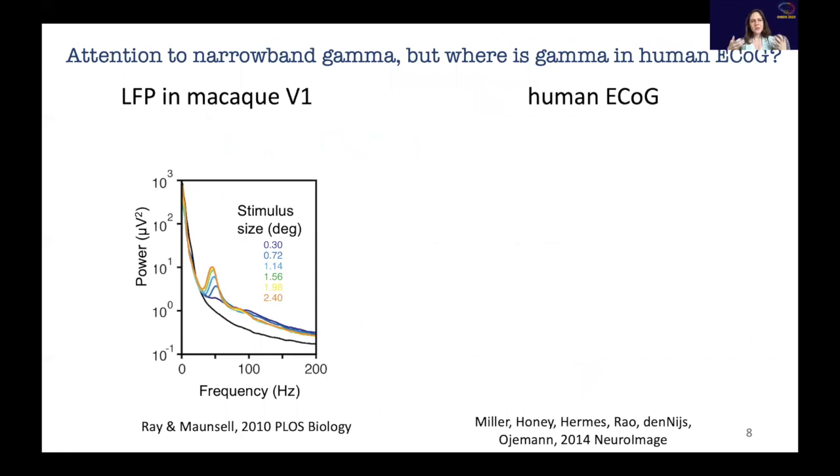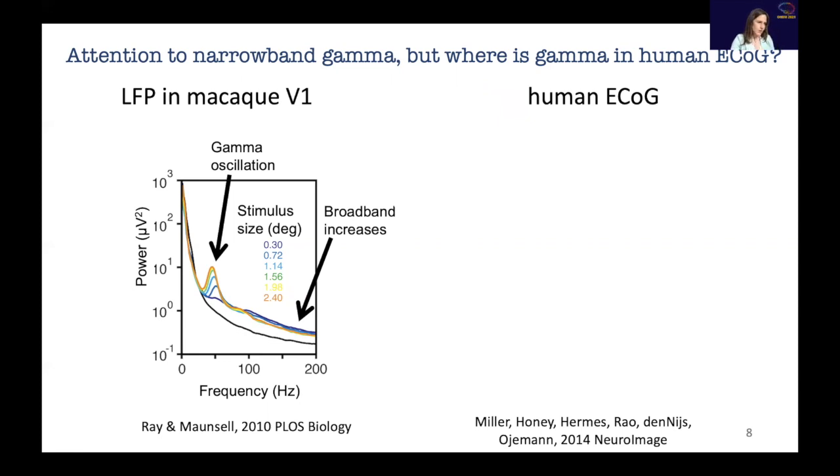Now, while there was a lot of attention on narrowband gamma, we often didn't measure this in human ECoG. If we look at these local field potentials in macaque V1, papers published very clear narrowband gamma oscillations at around 50 hertz, with a particular peak in the frequency. Here, you can see that for this particular study. And they sometimes also reported broadband increases.